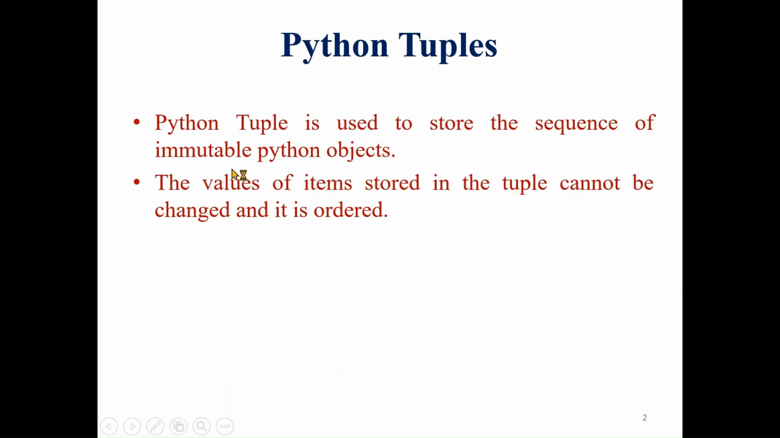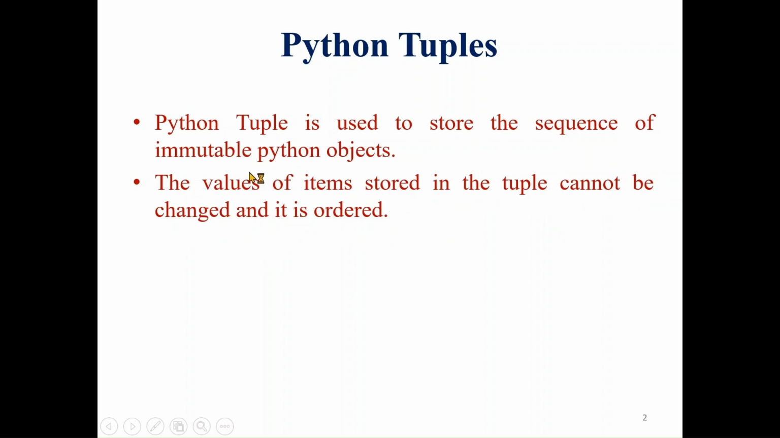Immutable means we cannot change any of the items in the tuple, nor can we add, remove, or modify any item directly in the tuple. That is called immutable, and it can store any value, including dissimilar elements. Suppose I want to store an integer, a float, a string, a character, or a boolean value, I can store them. The values of items stored in a tuple cannot be changed, and it is ordered.